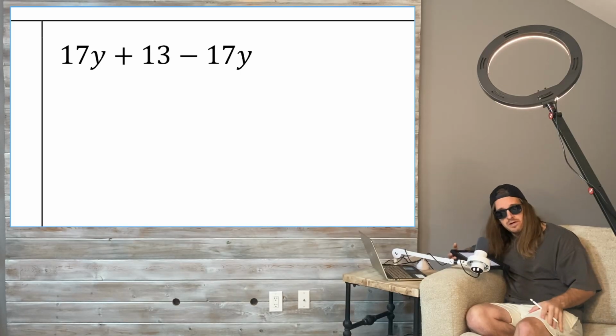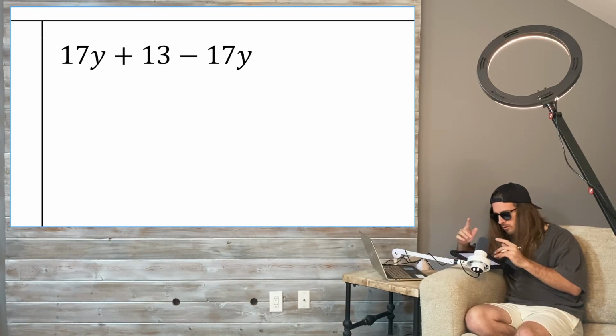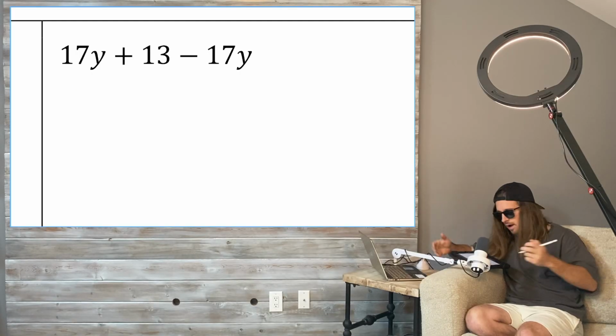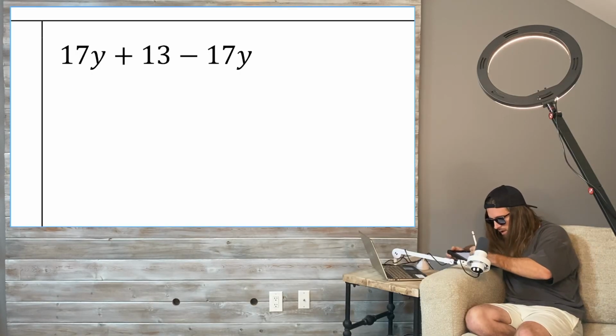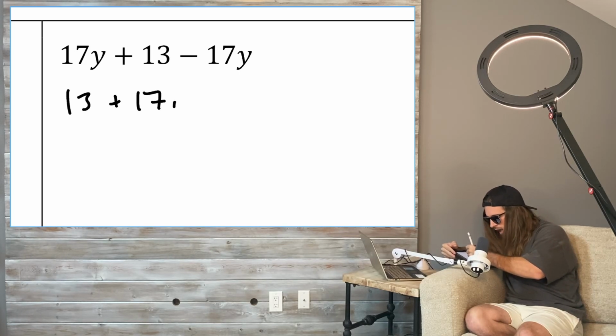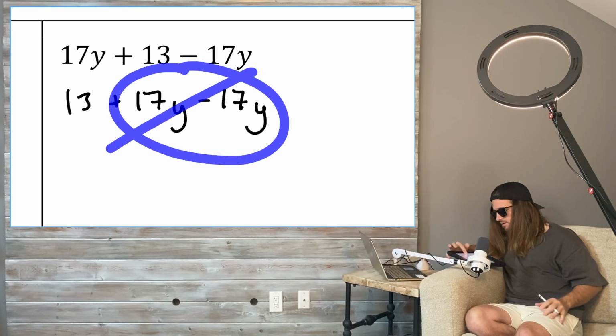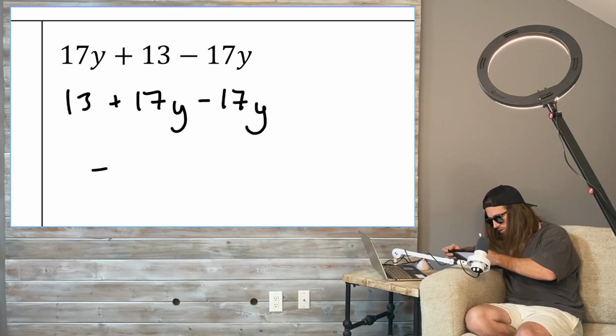Here, let's apply the commutative property, which means I can swap the order of addition. So this whole 17y plus 13, if I wanted to, and we do, I can make this 13 plus 17y. And why is this desirable? Well, because if you didn't see it before, maybe you now see that those will just cancel out. And the answer is 13.